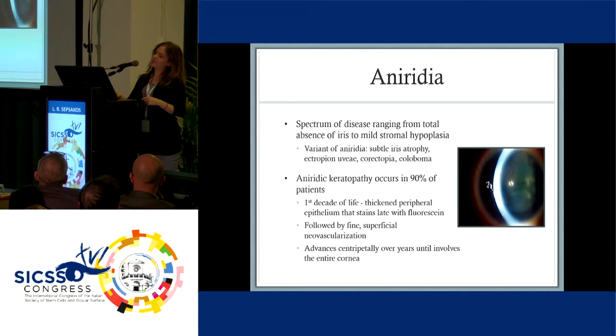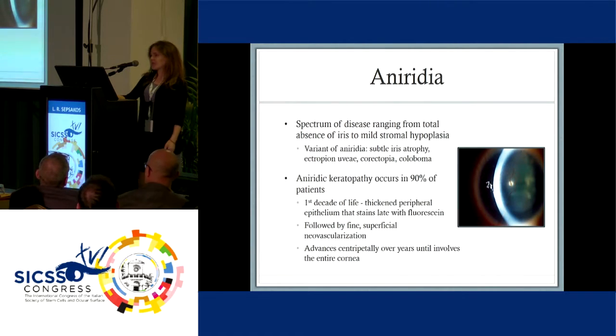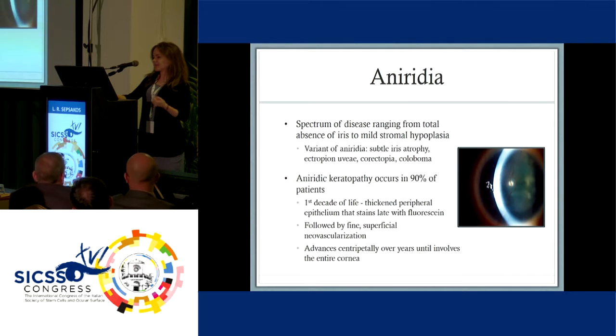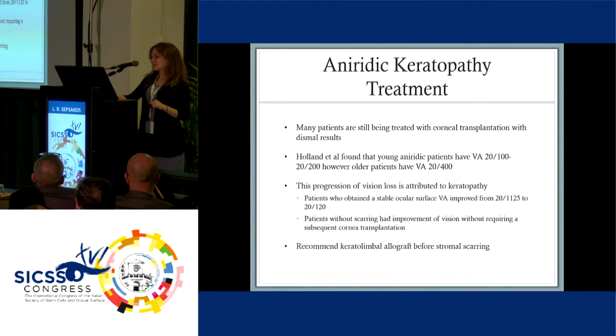Aniridic keratopathy occurs in 90% of these patients. It starts in the first decade of life, and then it continues over many years to cover the whole cornea. Many of these patients, unfortunately, are still being treated with corneal transplantation with dismal results. Holland et al. found that young aniridic patients have visual acuity ranging 20/100 to 20/200, and older patients have a visual acuity around 20/400. The progression of visual loss is attributed to this aniridic keratopathy.